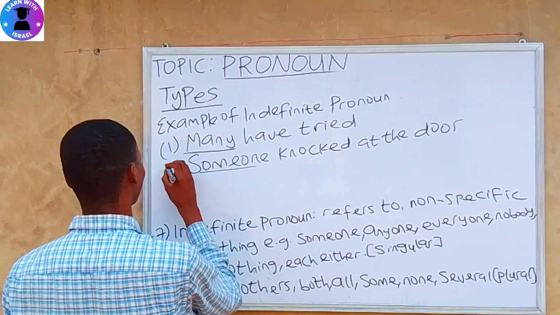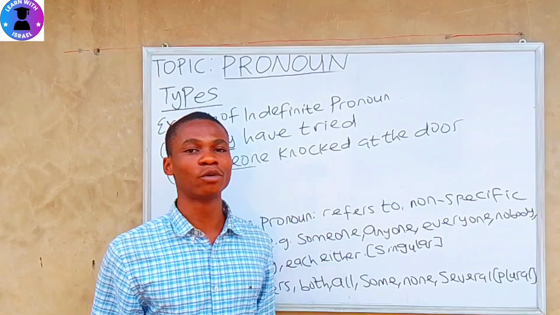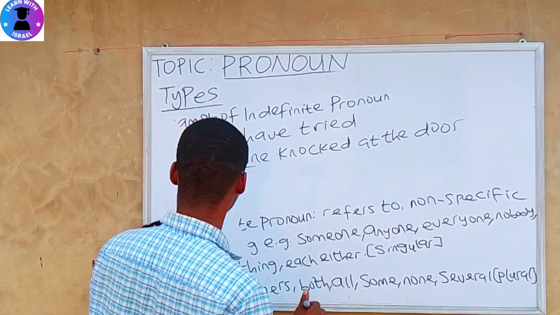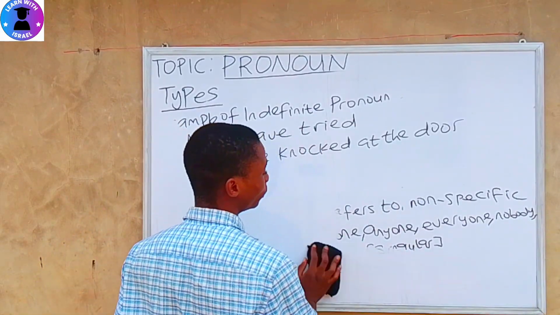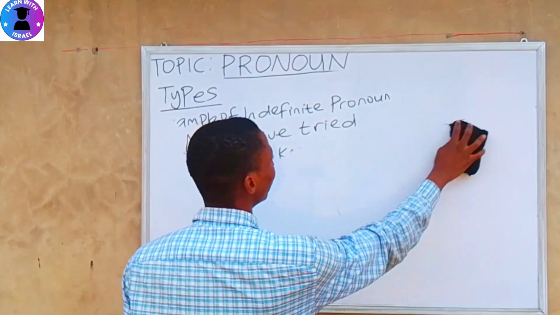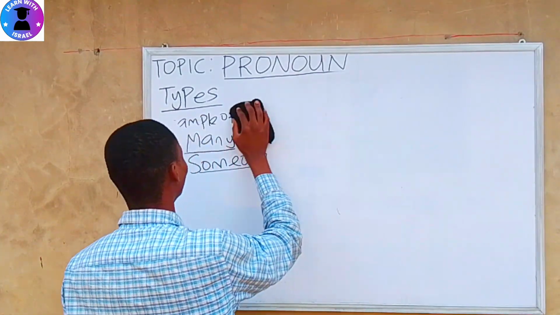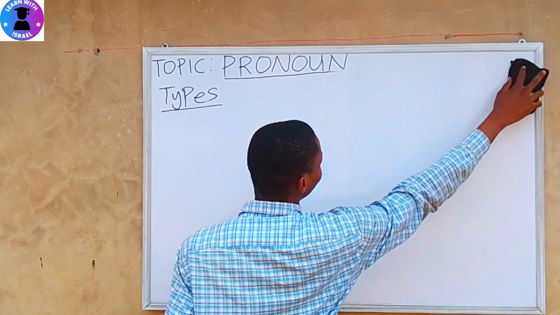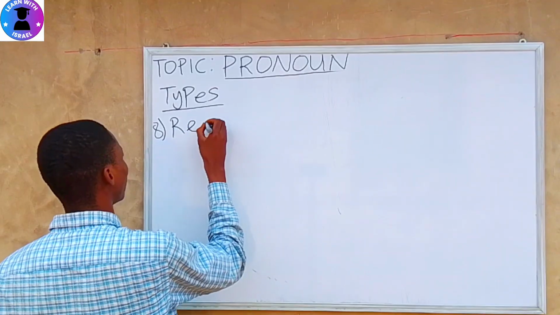So we are done with indefinite pronouns. We will be moving to the last type of pronoun, which is the reciprocal pronoun. So let me clean the board so we can jot it down. I hope you've jotted the examples of indefinite pronouns. And if you are watching this video and you have not started jotting down notes, that is very wrong, because once you finish watching the video, you may later forget it. But once you jot it down now, you can quickly check through your notes anytime you don't remember. So let's move to the last type of pronoun, reciprocal pronoun.